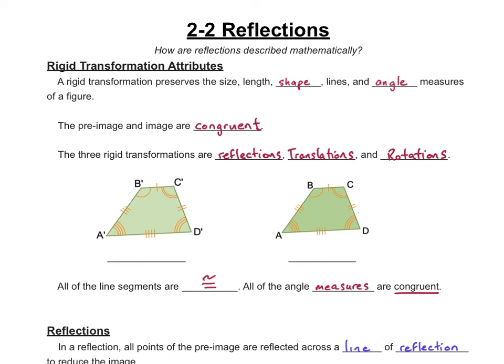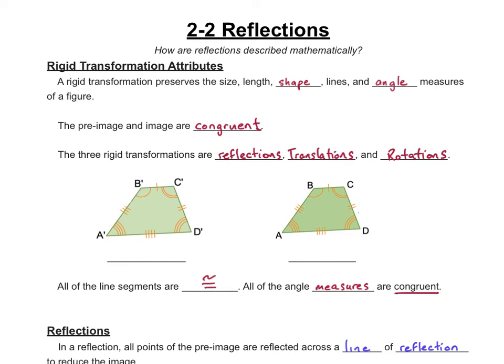Good morning, and as we continue working with our geometry lessons, we're going to talk about the rigid transformation reflection today. And we want to know how reflections are described mathematically. So what are the attributes of rigid transformations? A rigid transformation preserves my size, my length, my shape, and the line and angle measures of the figure. So rigid, everything remains the same.